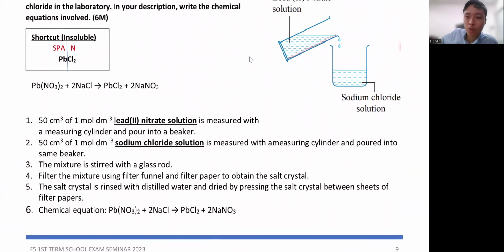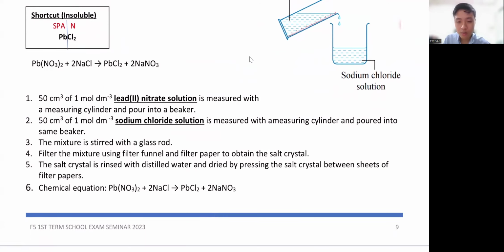For preparing salt, you have three types. I sum up. First, you prepare soluble salt using a neutralization reaction, where you have acid and alkali. Second, you prepare soluble salt using an acid and also an insoluble salt. Third, you prepare insoluble salt, meaning you use two soluble salts to prepare it. So no problem? If no problem, then move on to the next part.